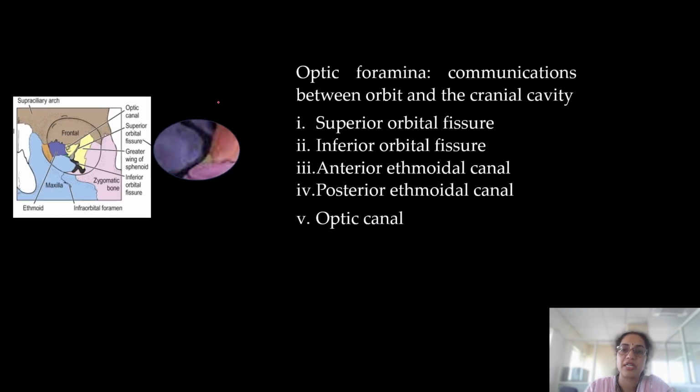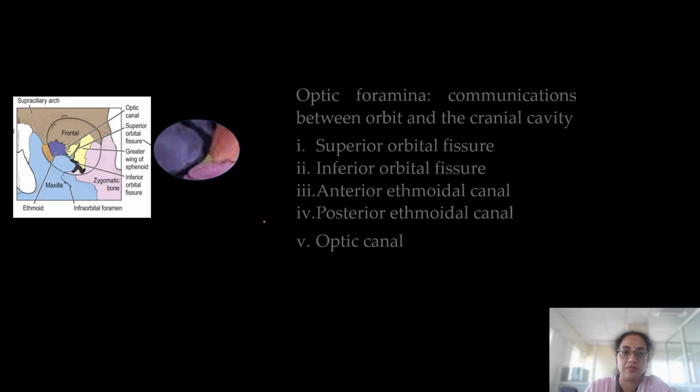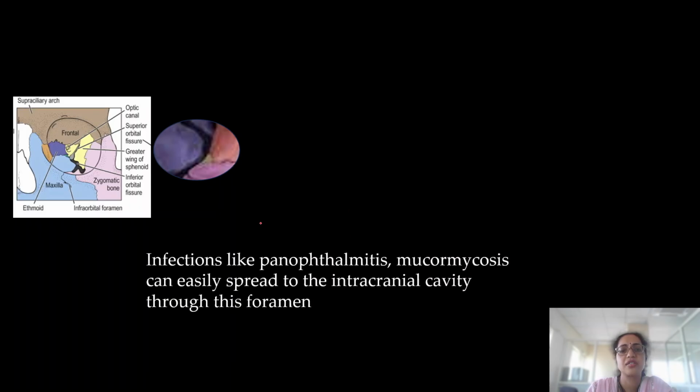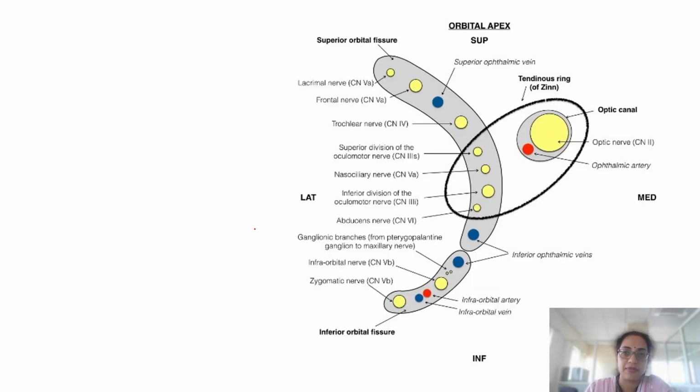Coming to the foramina, these are the communications between the orbit and the cranial cavity. So these are superior orbital fissure, inferior orbital fissure, anterior ethmoidal and posterior ethmoidal canal, and optic canal. Infections like panophthalmitis, mucormycosis can easily spread to the intracranial cavity through these foramina. So we have already learned this in neuroophthalmology. This is a short recap here.